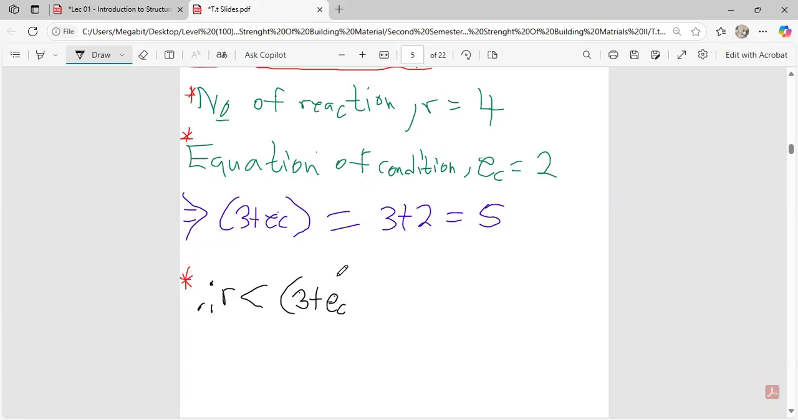So this is 3 plus EC, and this becomes what? Statically unstable. Externally. Correct. You have to add externally.